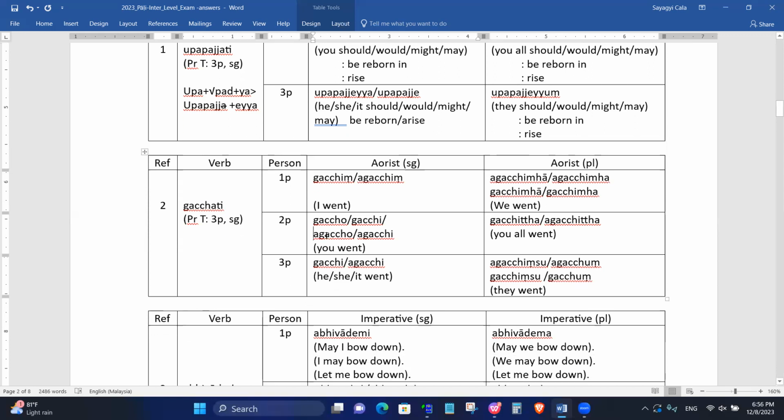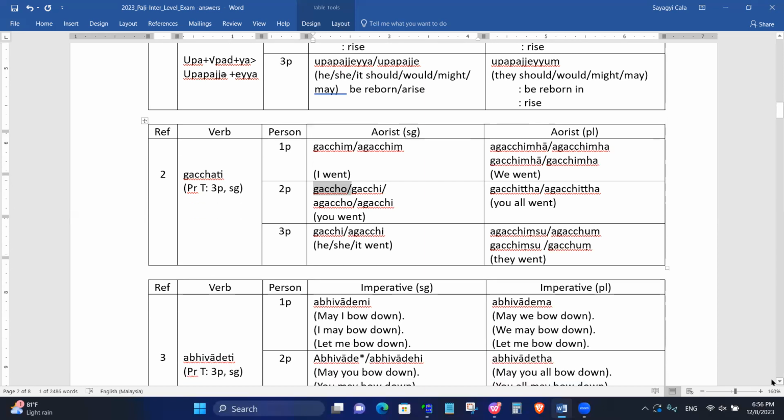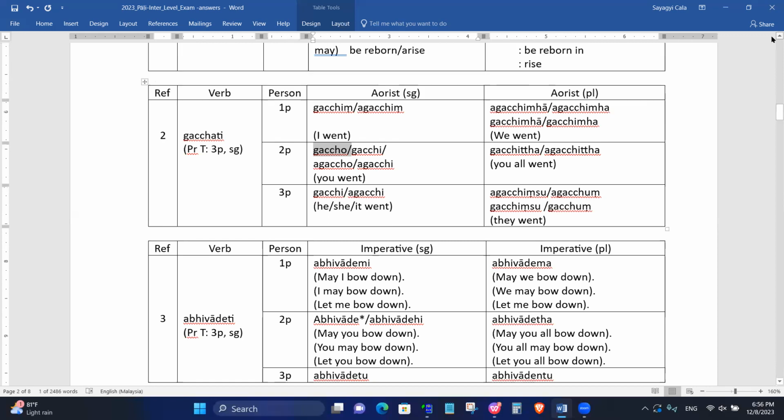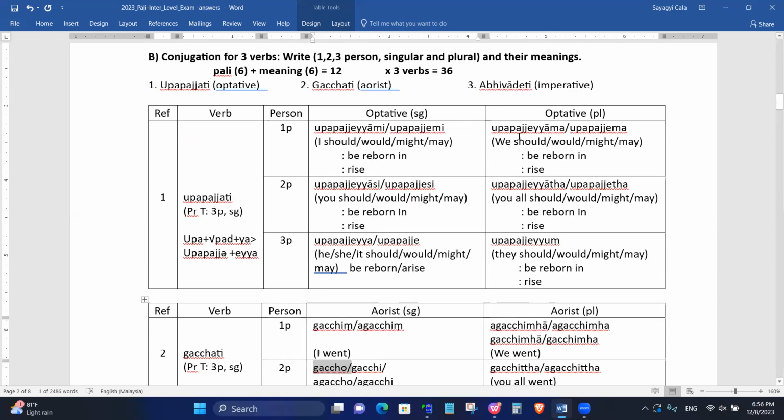Okay. Of course, this one might be theory. Whether it appears or not, we don't know. But it's okay, you can write it. So this one, abiwateti. All right. The question asks you to write it as such. So I think most people get it quite okay.